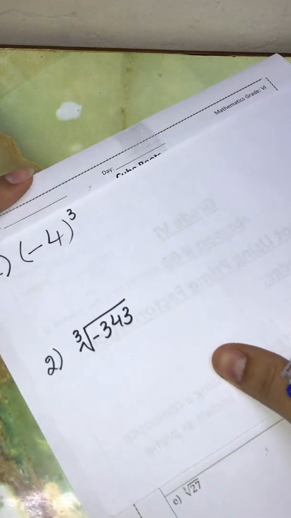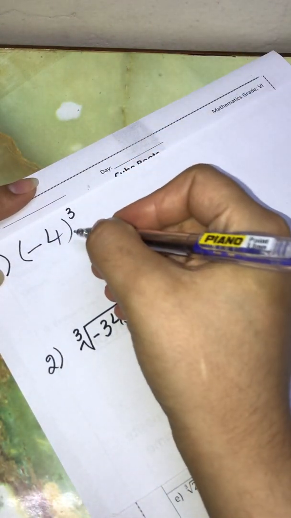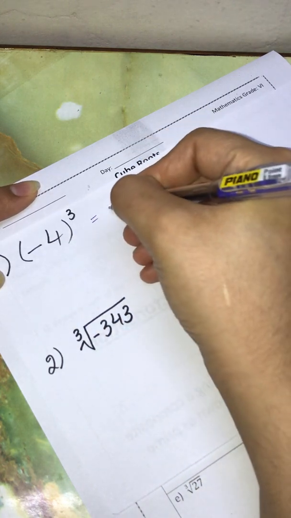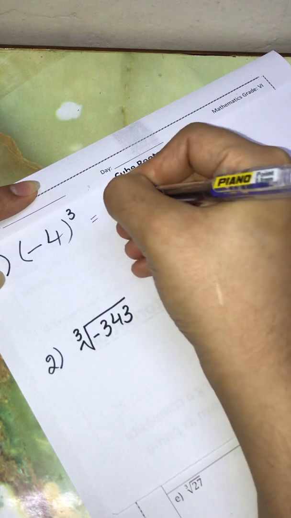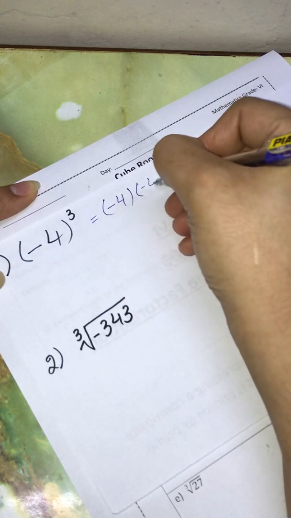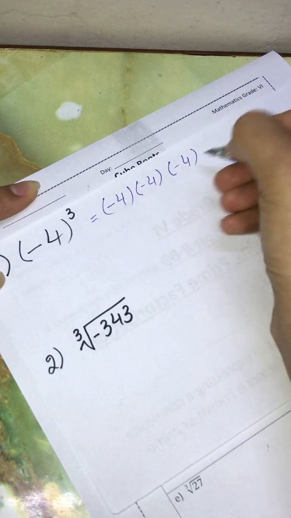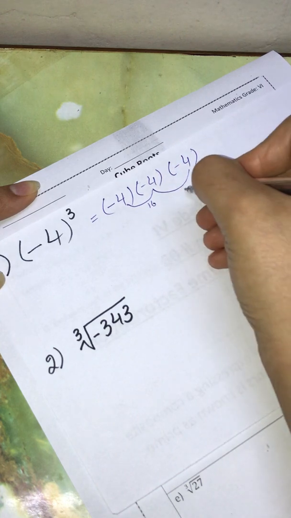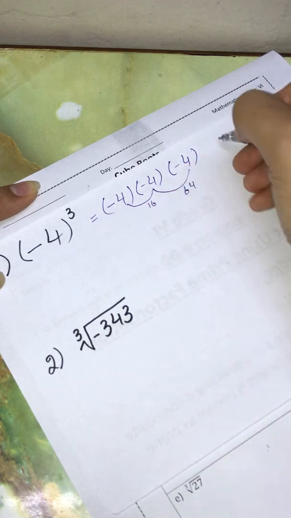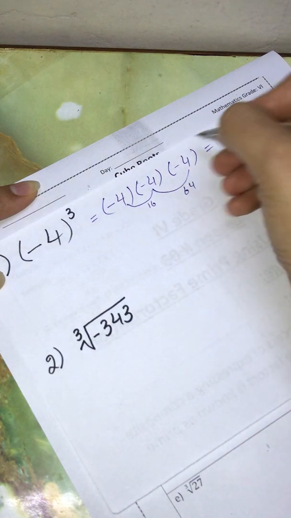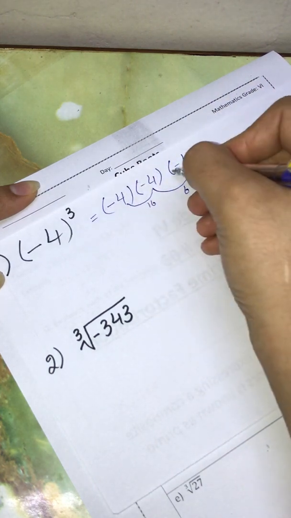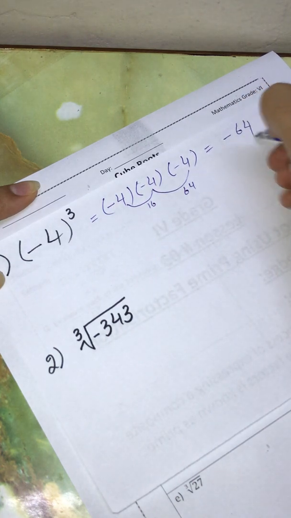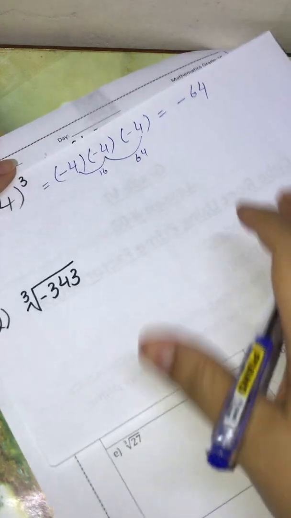Let's solve other examples. You can see here our question is negative 4 cube. We can write negative 4 cube as the product of negative 4 3 times, right? Now, 4 into 4 is 16. 16 into 4 is 64. And you all know that if we will multiply 3 negative integers, it will give us a negative result. So, our answer will be negative 64.